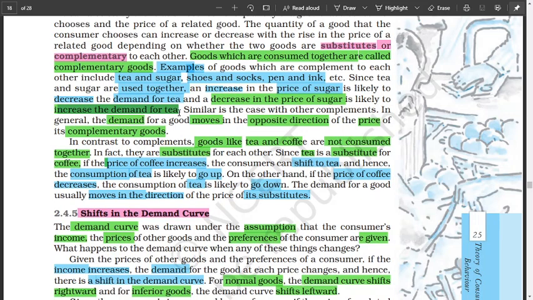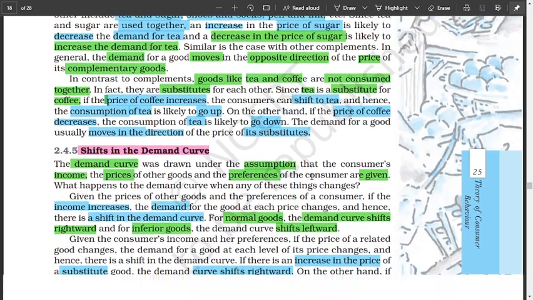So a decrease in the price of one leads to an increase in the demand for the other, or the increase in the price of one leads to a decrease in the demand for the other. So demand for goods which are complementary moves in the opposite direction: a decrease in the price of commodity one leads to an increase in demand for commodity two. Or the opposite, an increase in the price of commodity A, which is sugar, will decrease the demand for commodity B. It moves in the opposite direction.